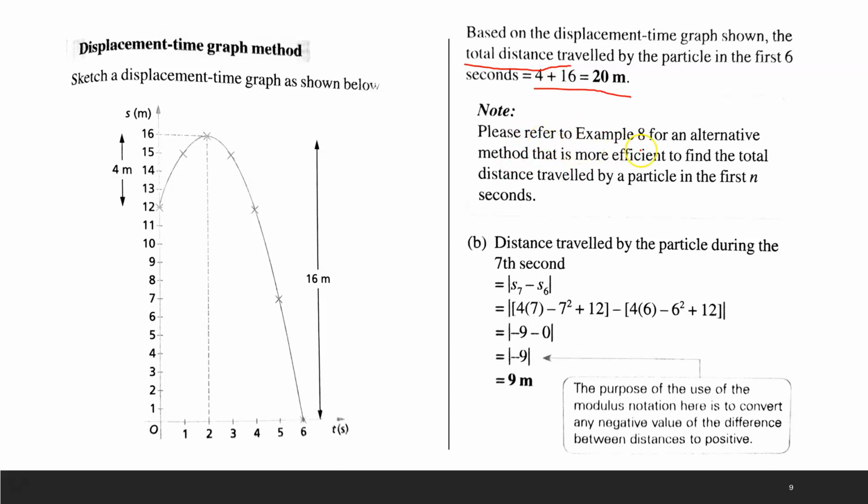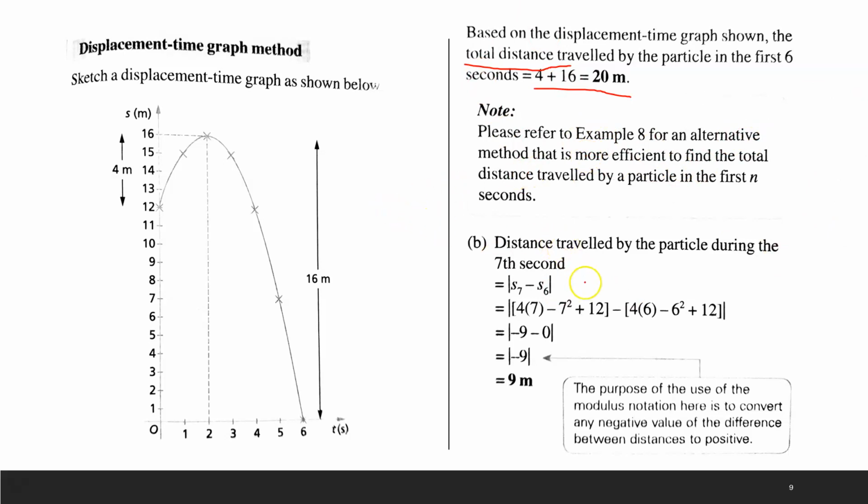Okay, dia kata ada note dekat sini. Please refer to example 8 for an alternative method that is more efficient to find the total distance travel by a particle in the first n second. So, this one, example 8, you may refer to your books, your green book, the Success Additional Mathematics. All these examples and the graph are taken from the book. Okay, you just refer to the example 8.